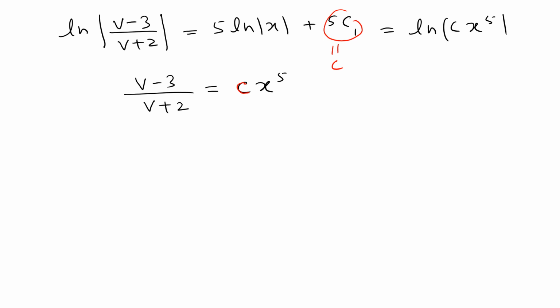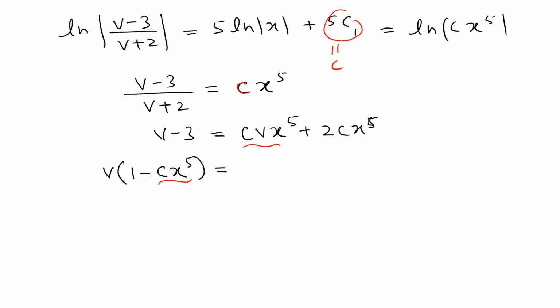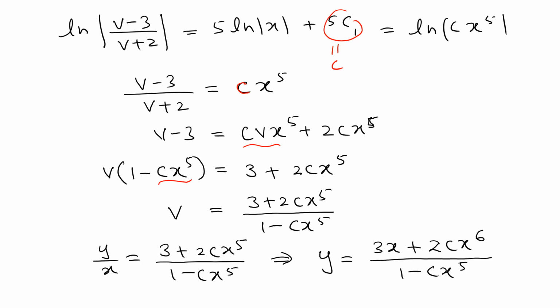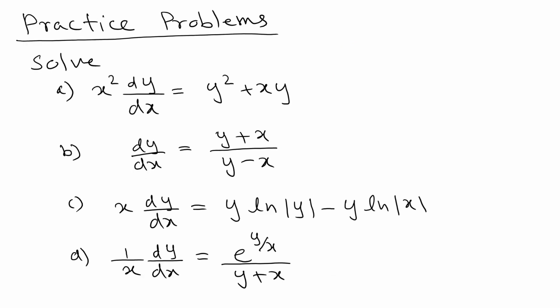Okay, and after that we're going to cross multiply and solve for v first. Dividing, we get this one, and then using substitution, when you multiply by x, you get this one as y. Now if you know the initial condition, you can find c. So you can try these as practice problems now.